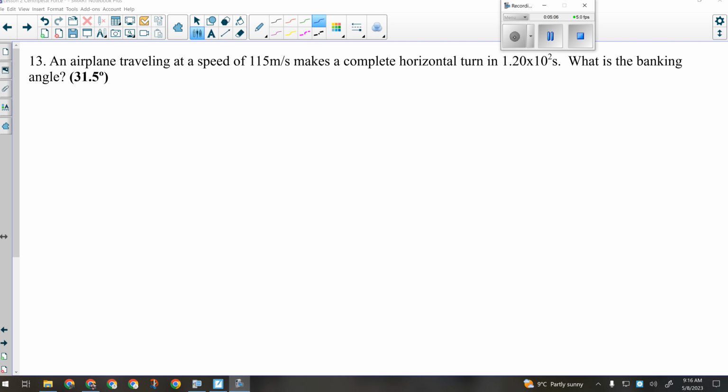Okay, so on number 13, we've got a banked curve question. We're looking for theta, even though it's a plane, it's still a banked curve. We have a speed of 115 meters per second, and we have the period this time, 120 seconds. What I've got to do first is use the period to get the radius, because I don't have it. That's kind of the trick to this, is I don't have r.